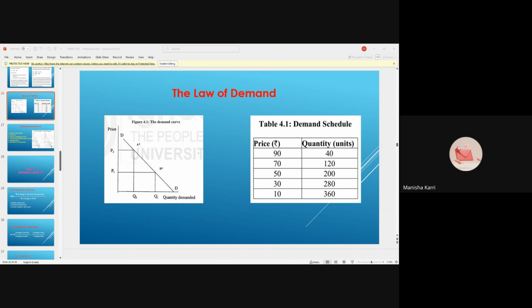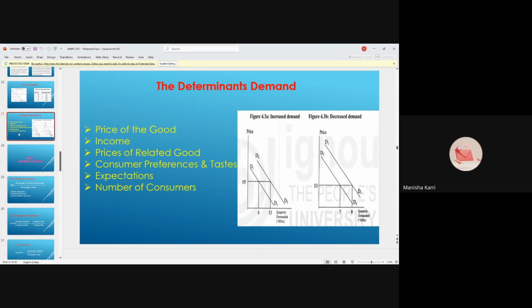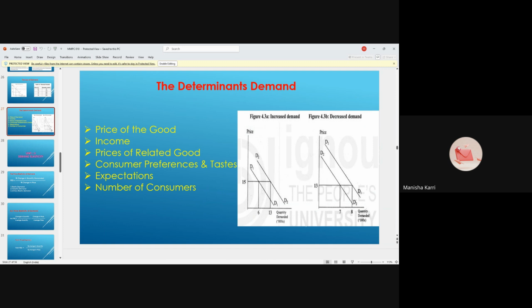This relationship between price and demand is nothing but the law of demand. Okay. Next topic. So next topic is determinants of demand.